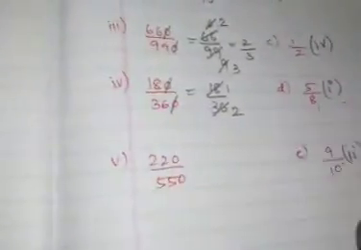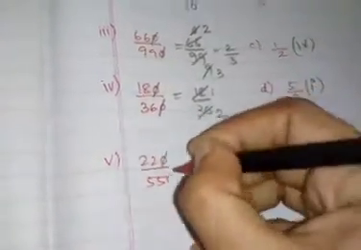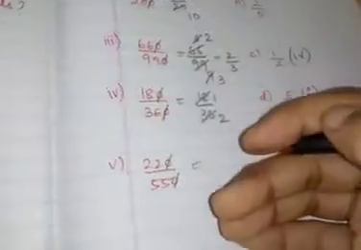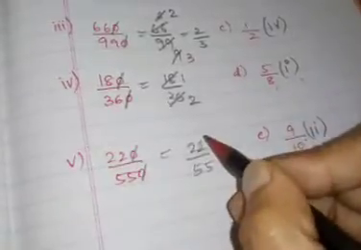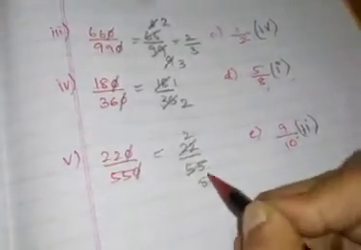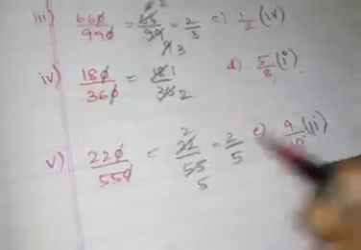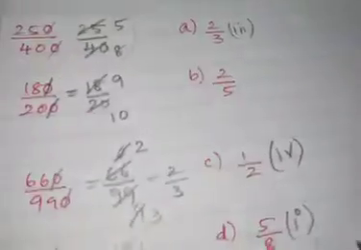Next, 220 by 550. 0 0 cancel. First you cancel the 0 and write the next thing and then you can do the cancellation. 22 by 55. Then 11th table, 11 2s are 22, 11 5s are 55. So what is your answer? 2 by 5. Where do you have 2 by 5? Here. So this is your fifth option.